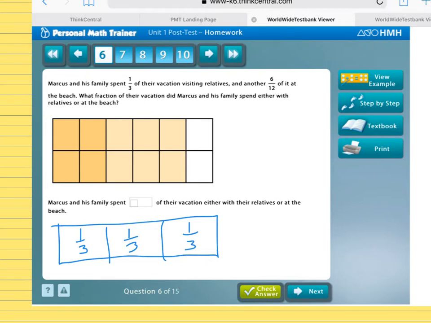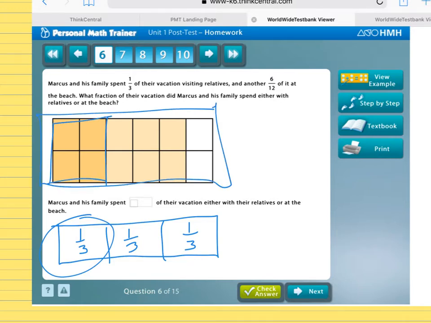Marcus and his family spent 1/3 of their vacation visiting relatives. That would be right here, and 6/12 at the beach. So if you look at this model right here, you can tell that this is 1/3 of his vacation, and this would be 6 parts out of 12 parts. So this would be 4 out of 12, which is the same as a third. What fraction of the vacation did Marcus and his family spend either with the relatives or at the beach?